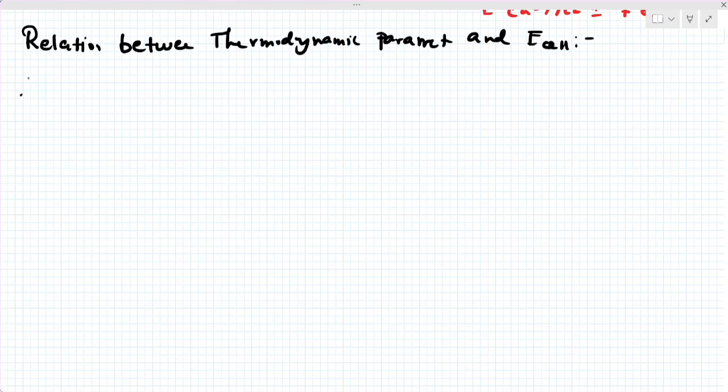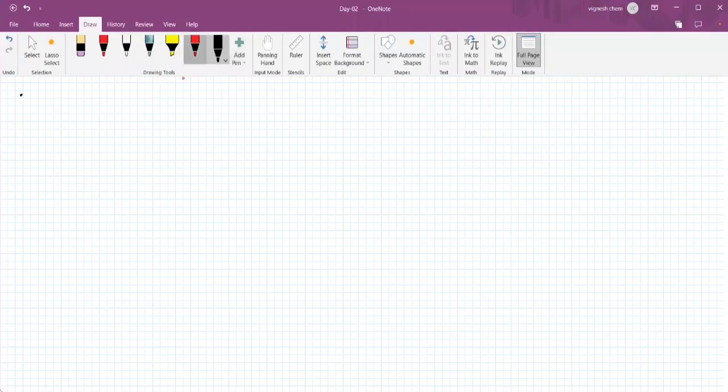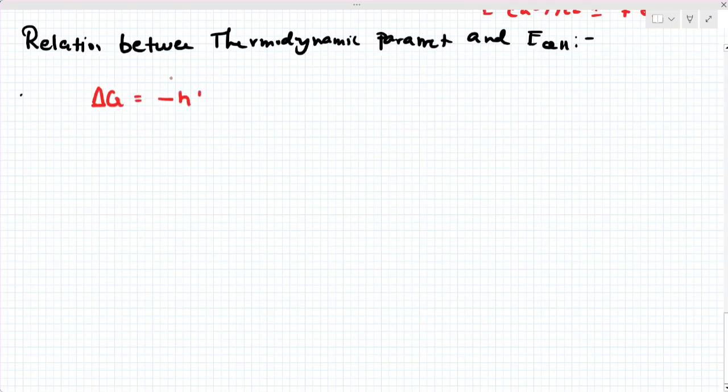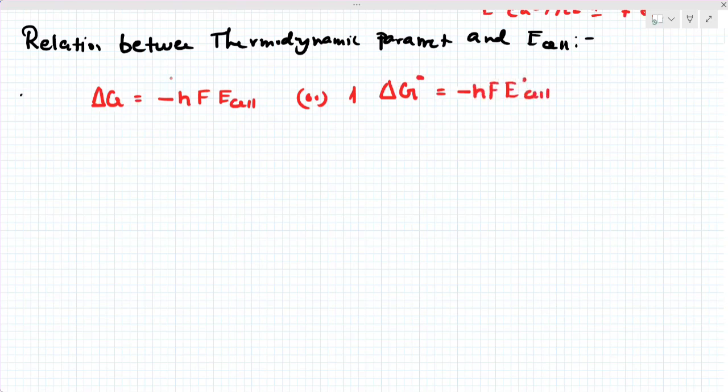I give the direct formula. Please note, there are the delta G formula, and the delta H and delta S formulas. First formula, very important: delta G is very important from the exam point of view. Delta G is equal to minus nFE cell, or delta G naught is equal to minus nFE cell value. Now what is n? The number of electrons involved in the cell reaction. What is F? That is Faraday. What is Faraday?